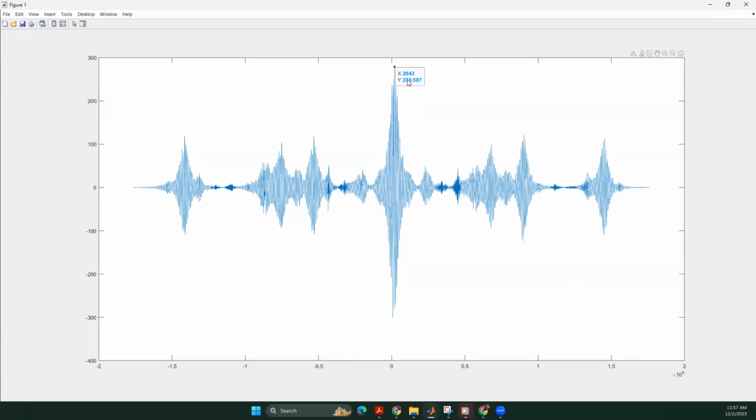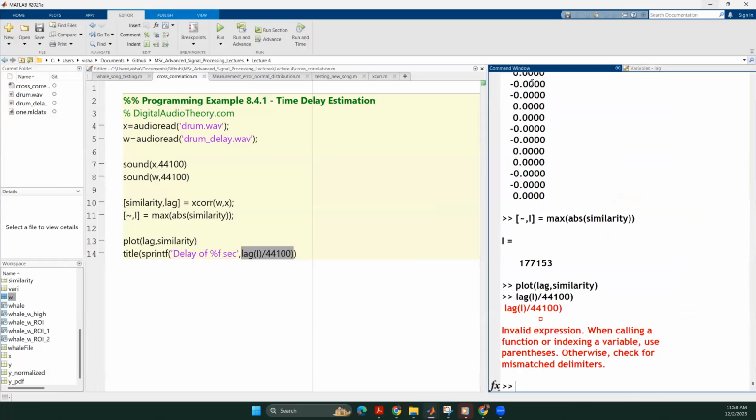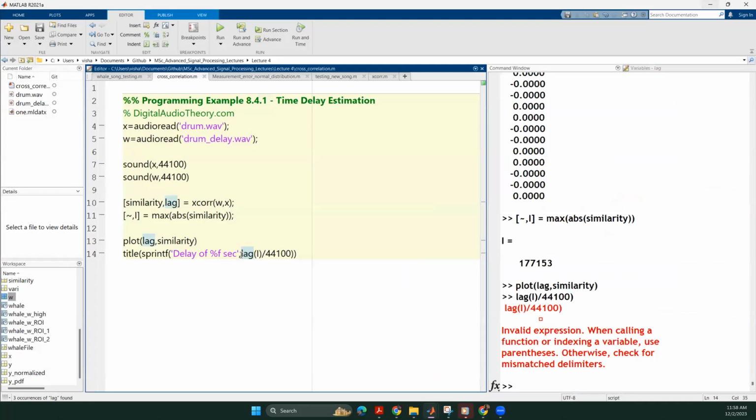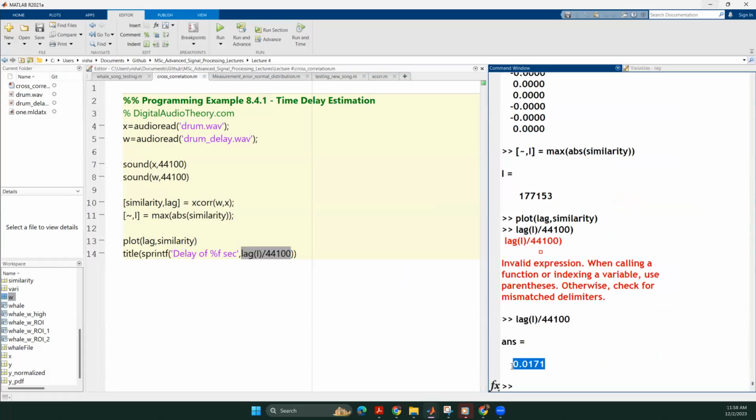But the exact time value you need to find using that equation, where the lag value can be found by dividing that lag value by the sampling frequency. By dividing that, you can find the total lag value in terms of seconds, right? So that you can find by evaluating this. The output will be 0.0171. So the output is almost 17 milliseconds.